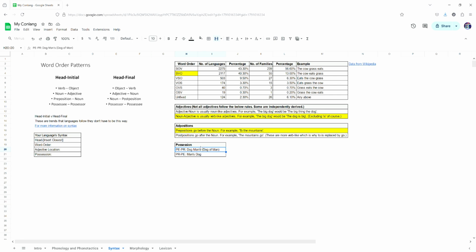Possession is simpler. Possessee, possessor is dog man's, and possessor, possessee is man's dog. I'm going to finish off by breaking from head initial and choose possessor, possessee.